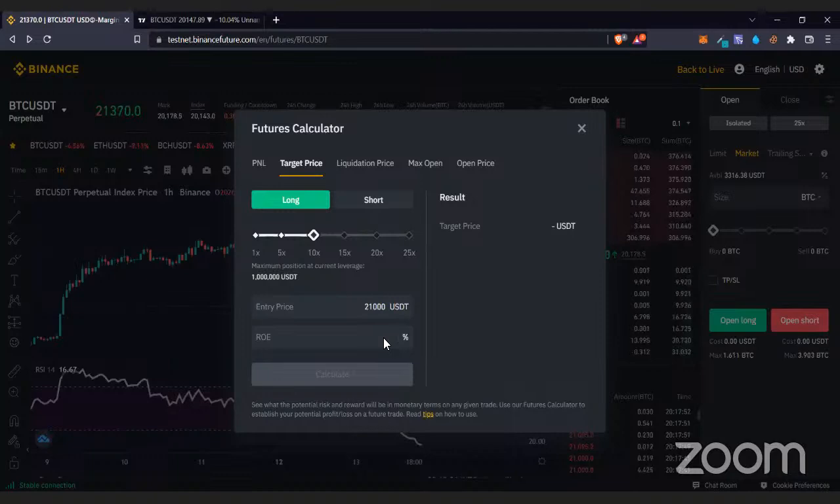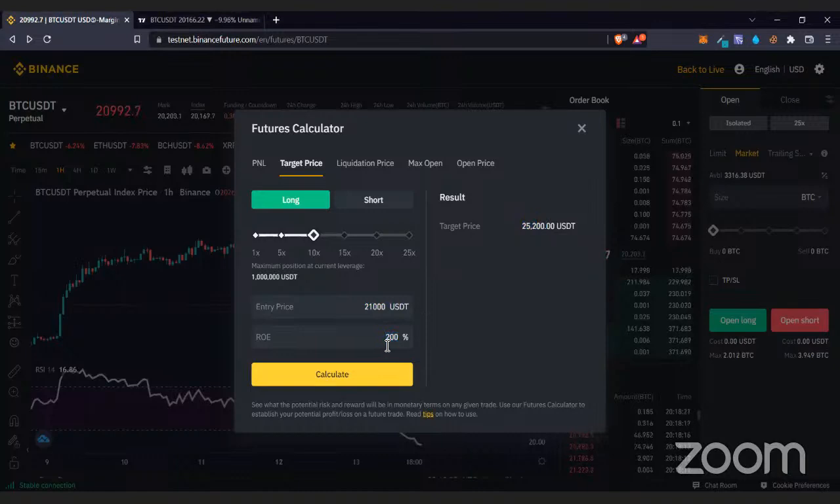Let's say I want to make 200% per trade. If I enter Bitcoin at 21,000 and I want to make 200% on this, where will this be? If it is a long position, we'll go ahead and calculate. For me to make 200% with the entering price of 21,000, Bitcoin will need to go to 25,200.